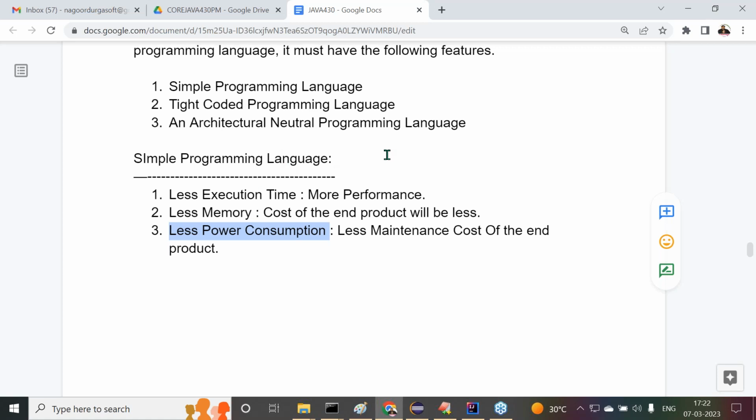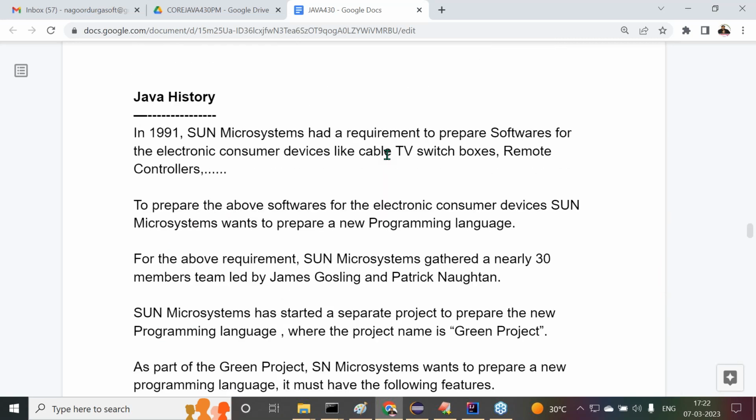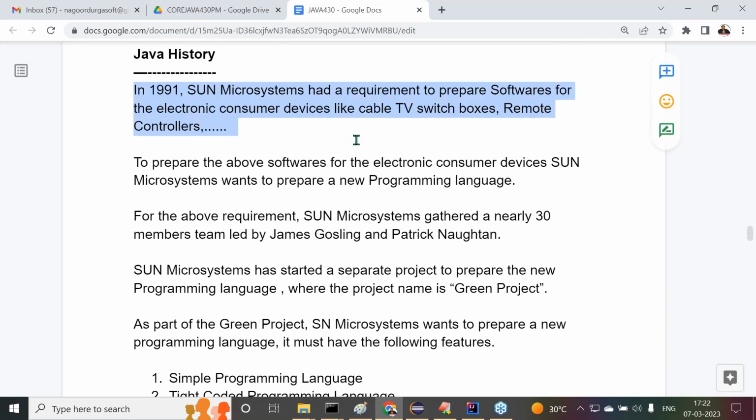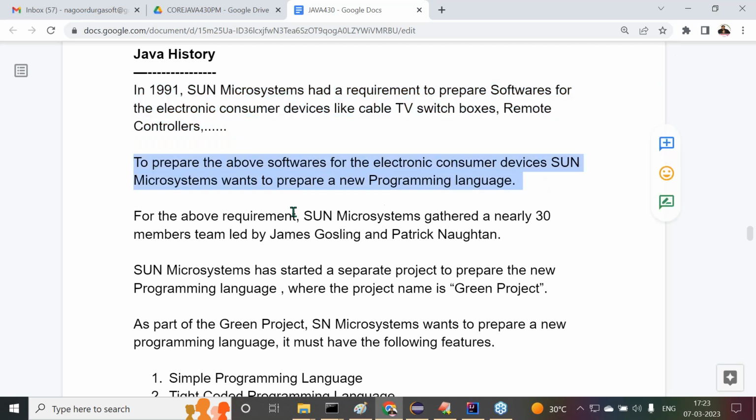Please recognize this. Come again, what exactly are the points I said to you? Some points are given here. Can you tell me what is the point here? In 1991, Sun Microsystems had a requirement to prepare software for electronic consumer devices like cable TV switch boxes, remote controllers, and so on. That's the actual requirement. To prepare the above software for the electronic consumer devices, Sun Microsystems wants to prepare a new programming language. That is the origin to prepare the Java programming language.